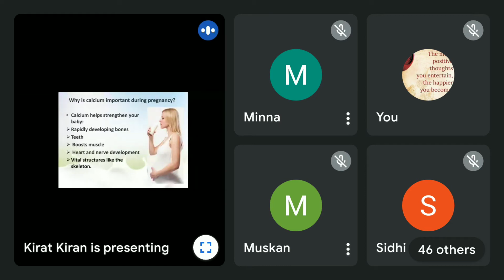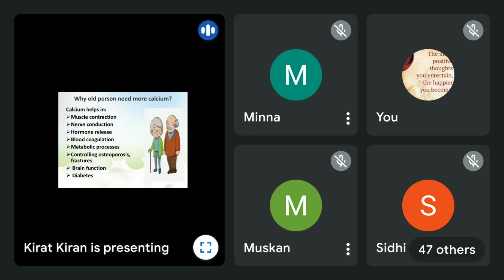Why is calcium important during pregnancy? Calcium helps strengthen your baby's rapidly developing bones and teeth, and boosts muscle, heart and nerve development, vital structures like the skeleton. If you don't get enough calcium, you could run into some complications like weakening of bones.